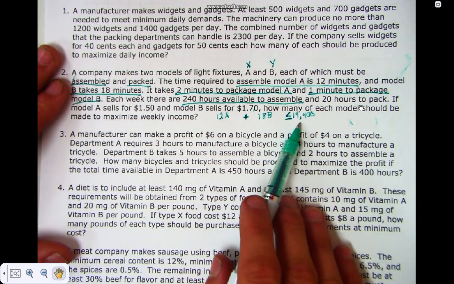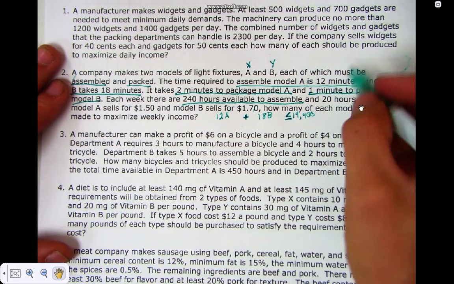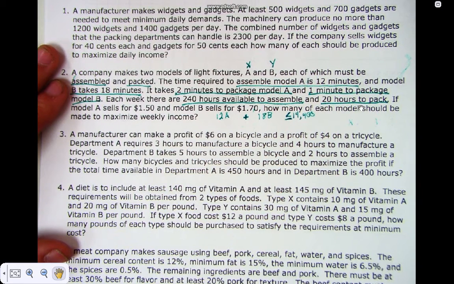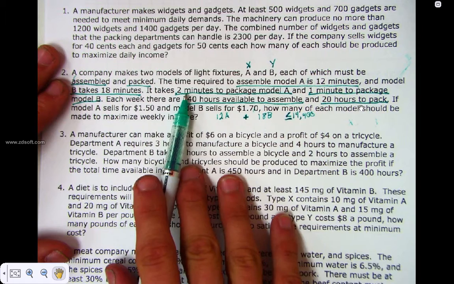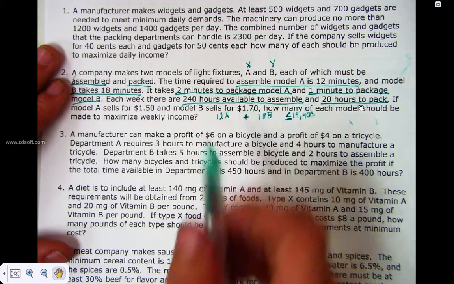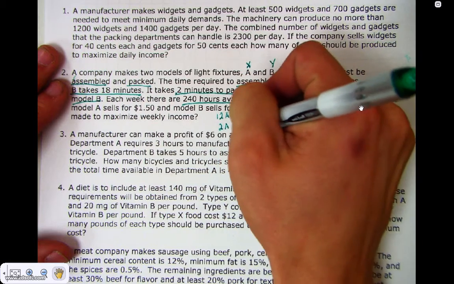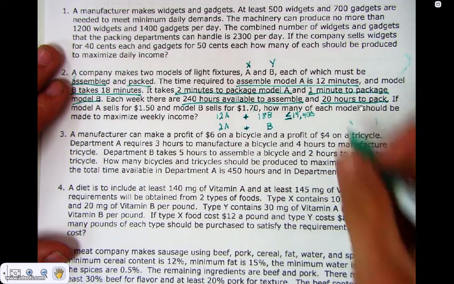That's my first constraint. My second constraint says that we're only going to have 20 hours to pack. So 20 hours to pack, again, I'm going to put it in minutes, right? We had to convert 240 to minutes. So just like it takes 2 minutes to package A, 1 minute to package B, let's go ahead: 2 minutes to package A plus 1 minute to package B. So instead of writing 1B, I'm just going to write B.